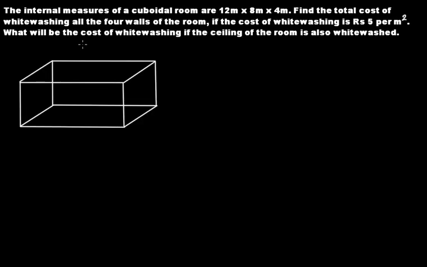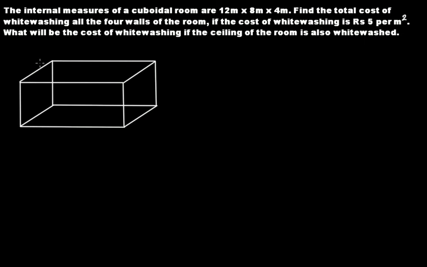The next problem says the internal measures of a cuboidal room are 12 meter multiplied by 8 meter by 4 meter. Find the total cost of whitewashing all the four walls of the room, if the cost of whitewashing is rupees 5 per meter square. What will be the cost of whitewashing if the ceiling of the room is also whitewashed? Now, there are two parts of this question. The first part asks, find the total cost of whitewashing of all the four walls of the room if the cost of whitewashing is rupees 5 per meter square.